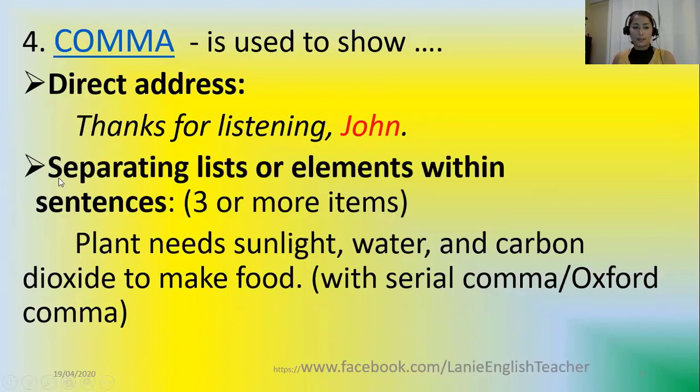Another thing here is that we use comma to separate lists or elements within sentences. Take note, there are three or more items being listed within a sentence. Example: plants need sunlight, water, and carbon dioxide to make food. As you have noticed, we put comma before the conjunction and. We call this serial comma or Oxford comma. This is only applicable for three or more items in the list. In this case, there are three items in the list, which are sunlight, water, and carbon dioxide.